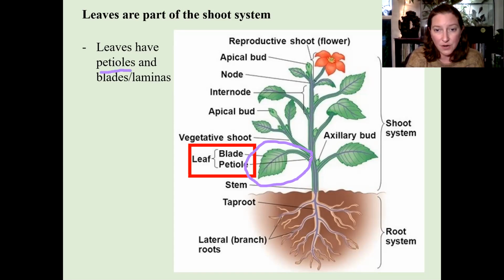So on this leaf that I circled, I'll use a different color. The stem thing, that's the petiole right there. And then the flat green part, right here, is what is called either the blade or the lamina. Either word is fine, they mean the same thing. So that's the outside of a leaf. Leaves are part of the shoot system, right?